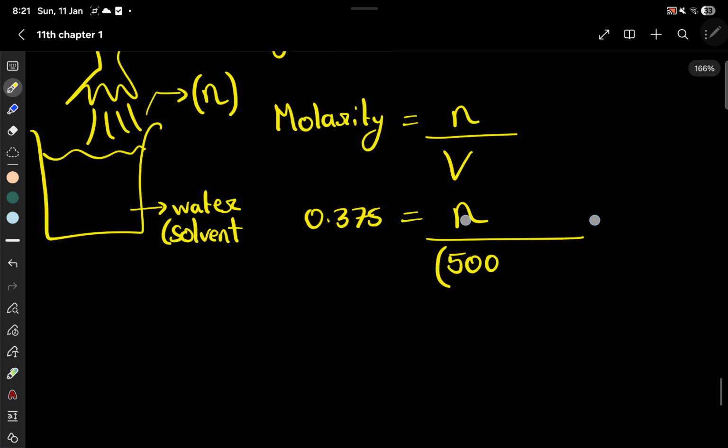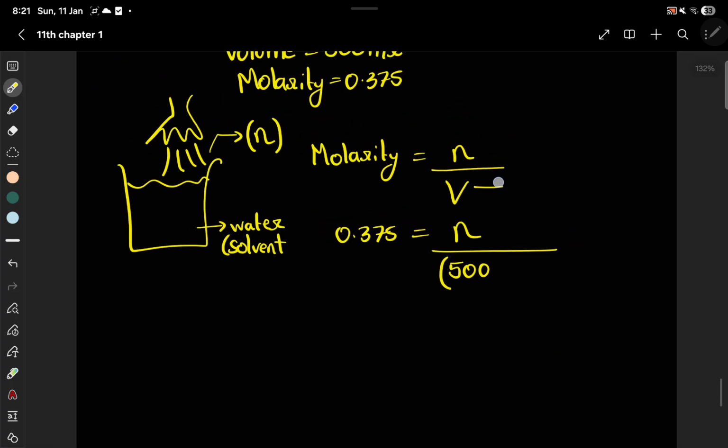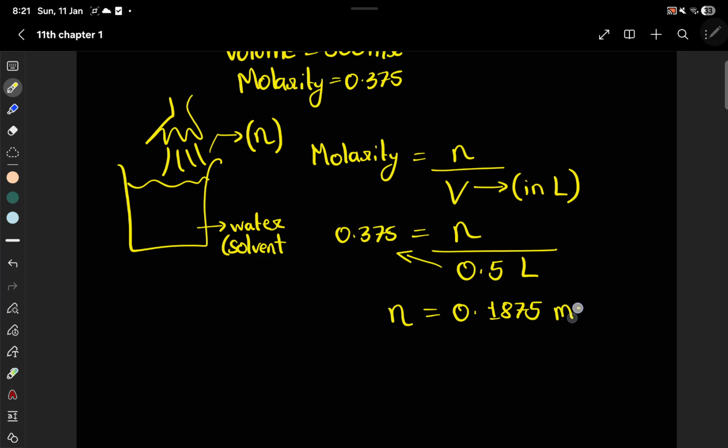But now students, recall that in this formula the volume which we need to take should always be in liters. They have given us 500 milliliter. If I convert 500 milliliter into liter, how much is it going to be? It is going to be 0.5 liter. So now if I cross multiply these magnitudes, I get the number of moles of solute added: 0.1875 is the number of moles of sodium acetate that got added in water for making up this solution.